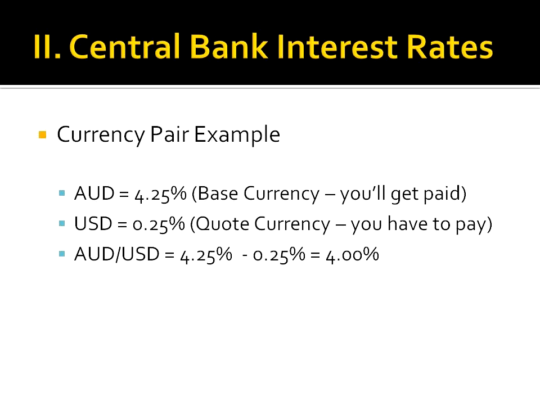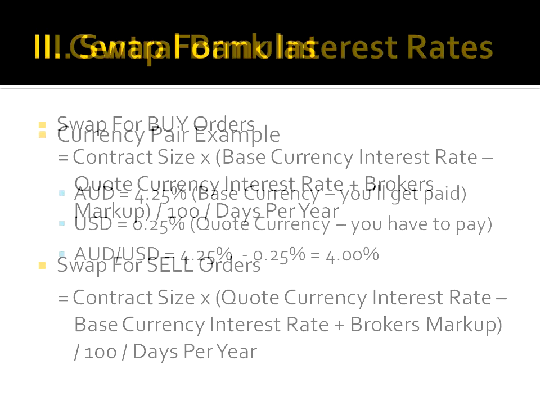If you're buying the Australian dollar, US dollar currency pair, you get paid the higher interest rate and you have to pay the lower interest rate, which means you're going to end up ahead. You're going to end up 4% ahead. If you were selling the Australian dollar, US dollar currency pair, you would have to pay 4.25%, but then you get paid 0.25%, which means you would owe at the end of that transaction.